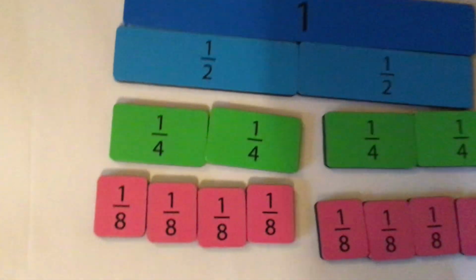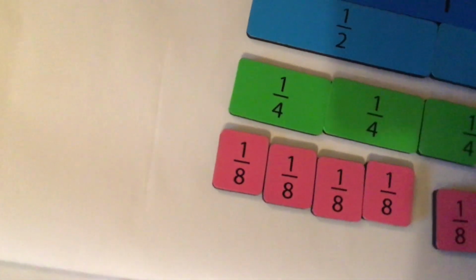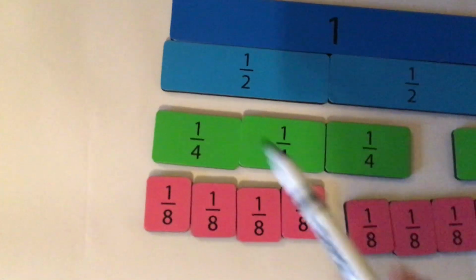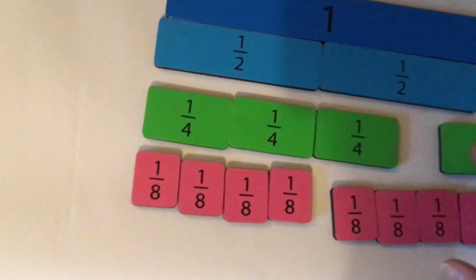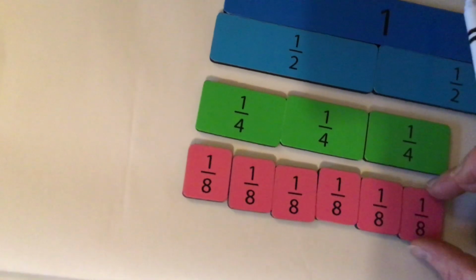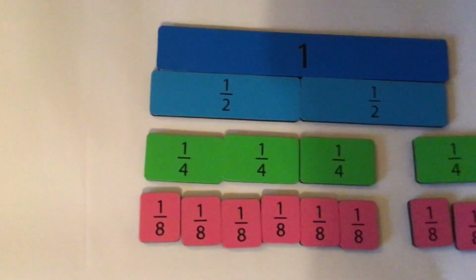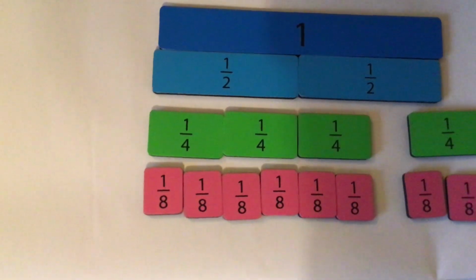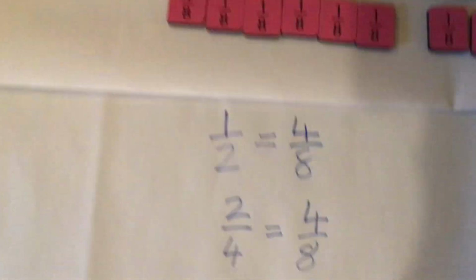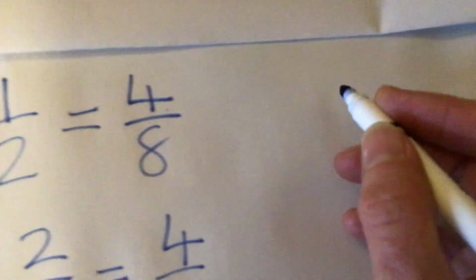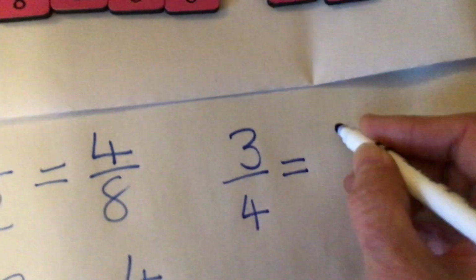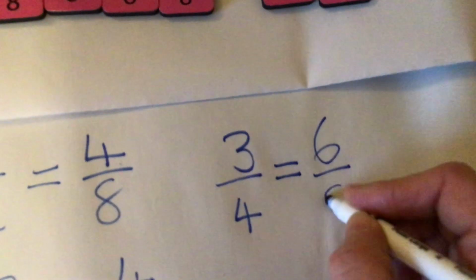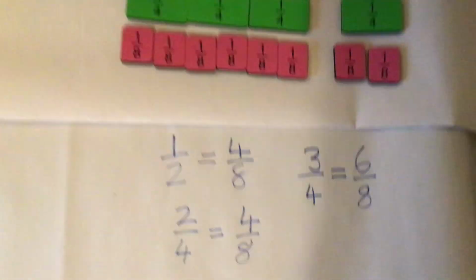What if I had 3 quarters? There's my 3 quarters. Can we see them? 1, 2, 3 quarters. How many eighths would we have there? Can you see? That's right, we would have 6 eighths. So my 3 quarters is equivalent or equal to 6 eighths.